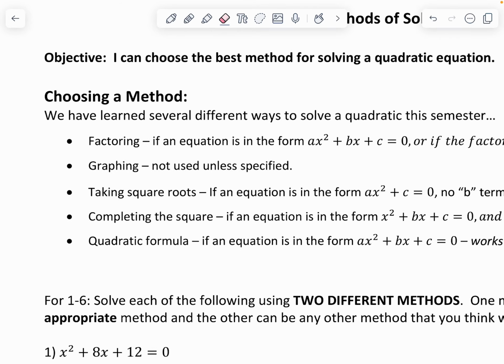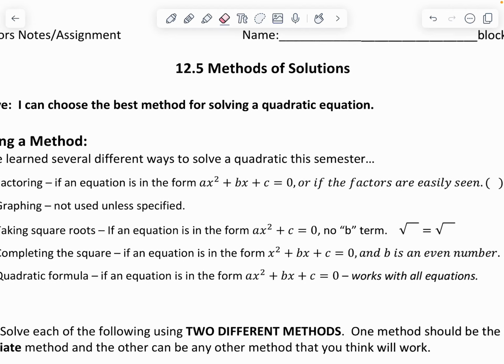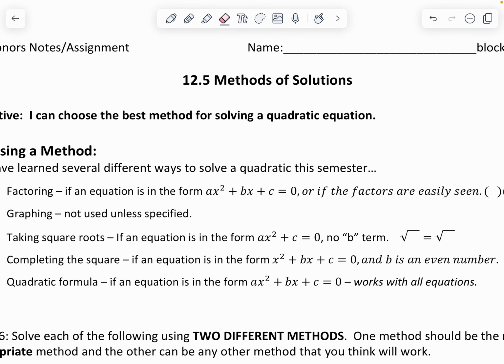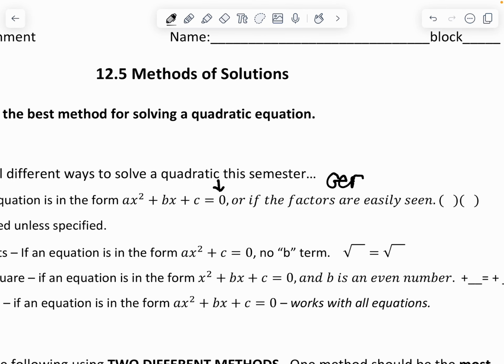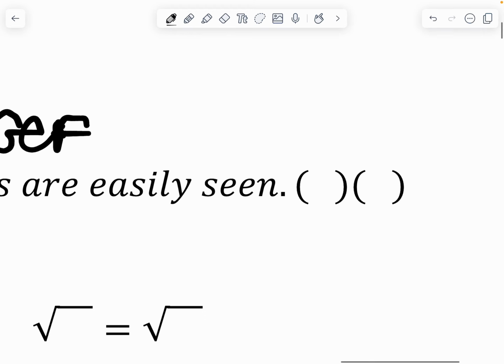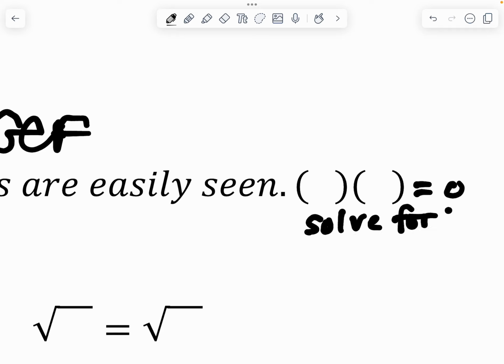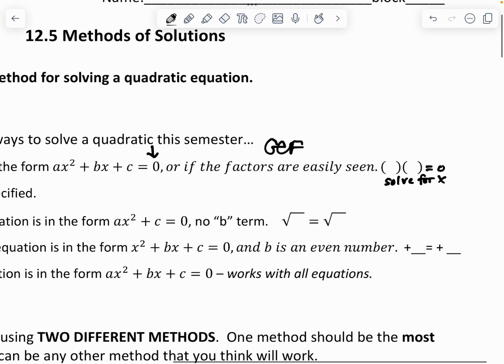So for factoring, you want to check to see if it's easily factored. Remember, it's still in the form ax squared plus bx plus c equals 0. It has to be equal to 0 for it to factor. Look for the GCF first. If it has a greatest common factor, take that out. If it doesn't have a greatest common factor, look to see what the factors are. If you can easily see the factors, factor it into two factors, set it equal to 0, and solve for x. Okay, so that is factoring.